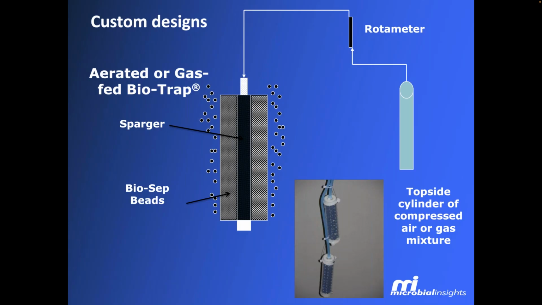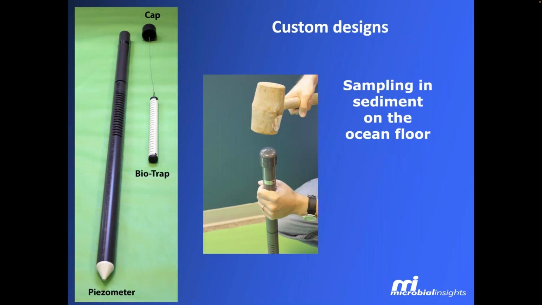Here's a biotrap specially designed for a client that wanted to look at different partial pressures of oxygen in the subsurface and the effects on rates of degradation of hydrocarbons. So here we have these gas-fed biotraps. You can see the pictures and the diagram there. Here's another custom design for sampling sediment on the ocean floor. These were actually taken down by divers and driven into the sediment on the ocean floor, looking for degradation potential of hexane, as I recall.